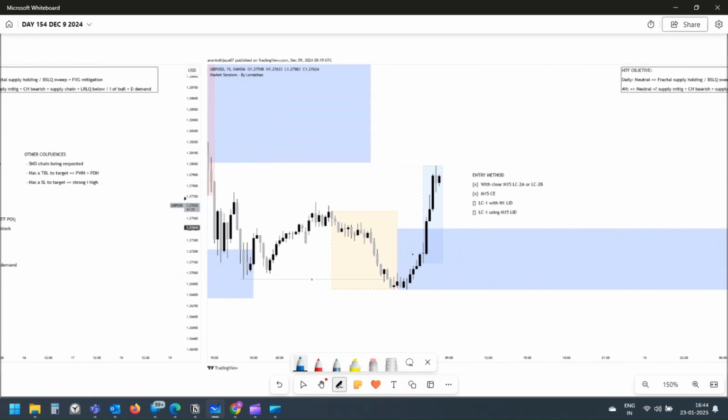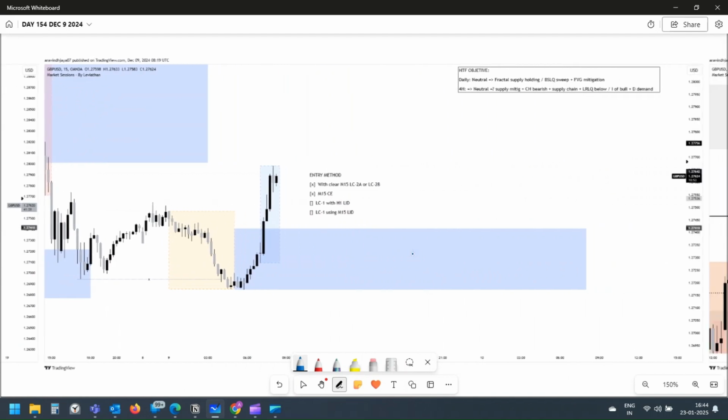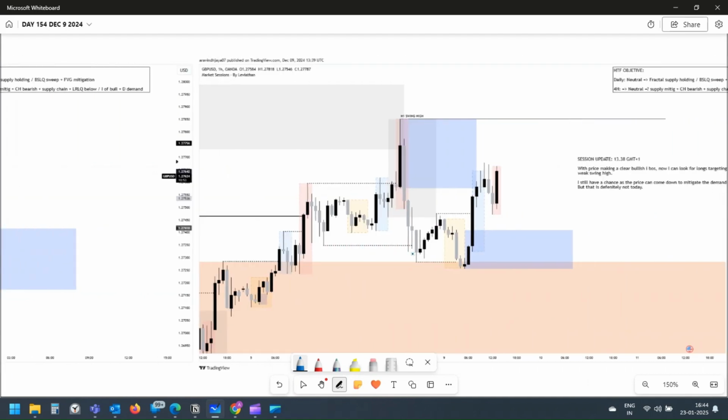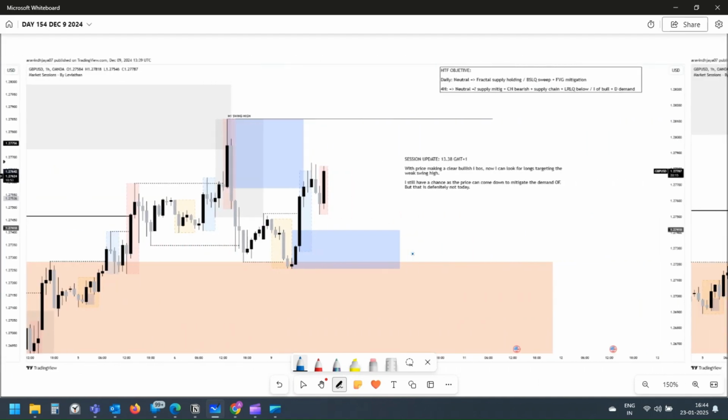So coming to the entry, there is no LTF. So all I can do is wait for an LC2A or LC to be formed, or wait for the M15 confirmation entry. At 11:38, with the price clearly making a bullish displacement, I can now look for longs targeting the weak swing high. I still have a chance as the price can come down to mitigate the demand order flow, but that is definitely not valid today.